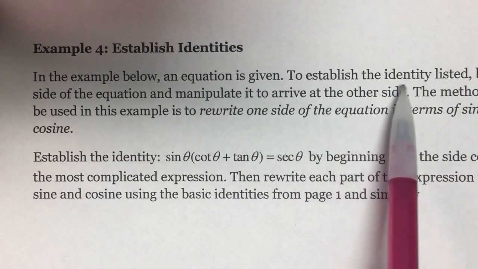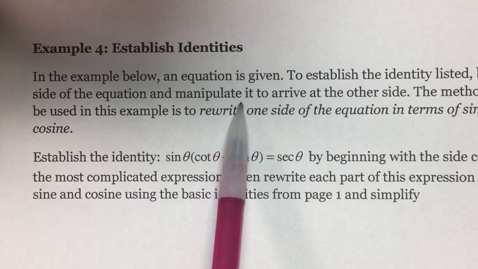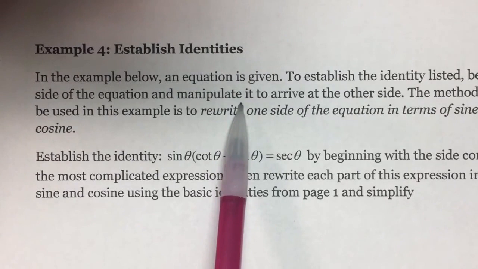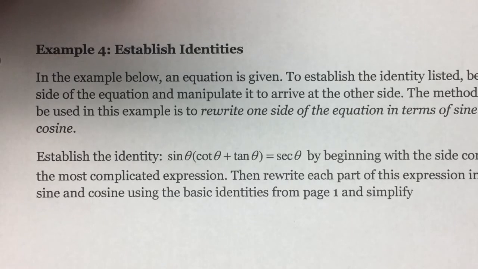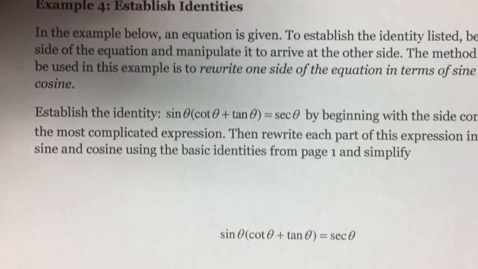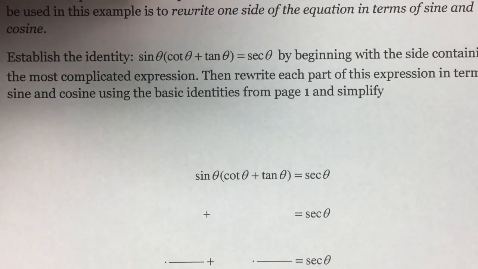To establish the identity listed, begin on one side of the equation and manipulate it to arrive at the other side. So you only want to work on one side. You always want to identify which side of the equal sign is more complicated and work on that side. You keep working on that side, simplifying, combining whatever strategies you need to make it look like the other side. So we're going to do that for this one. Obviously the left-hand side is certainly more complicated, so we're going to work on that one.